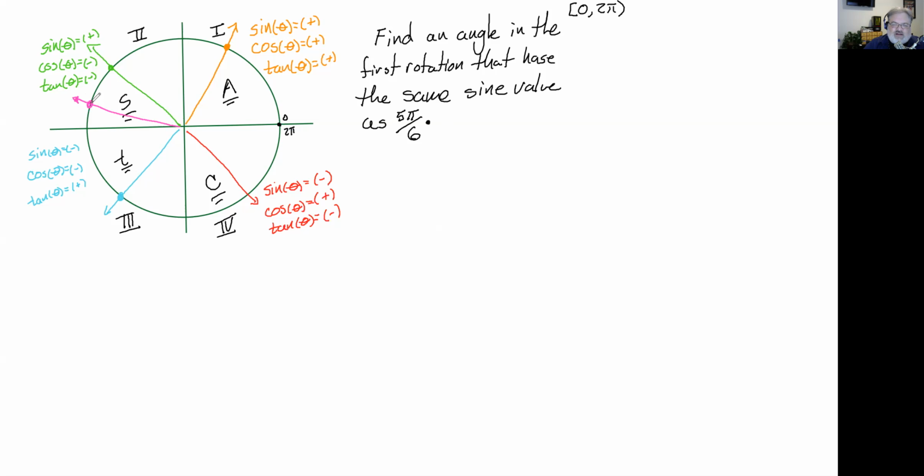You guys have been practicing drawing those unit circle diagrams. I mean, right? You have been practicing drawing those unit circle diagrams. You draw that?